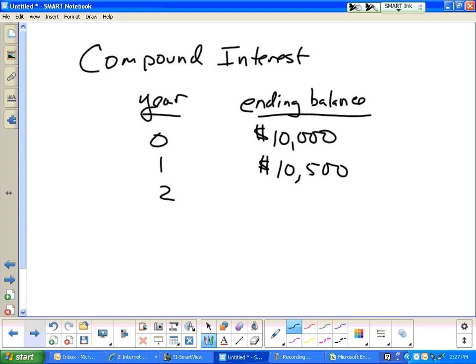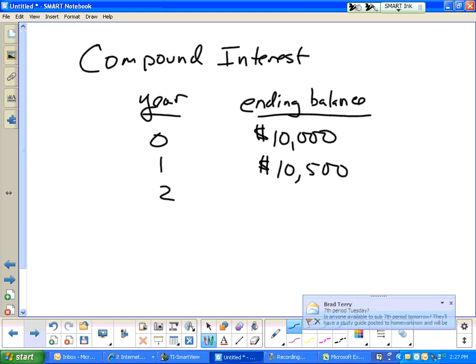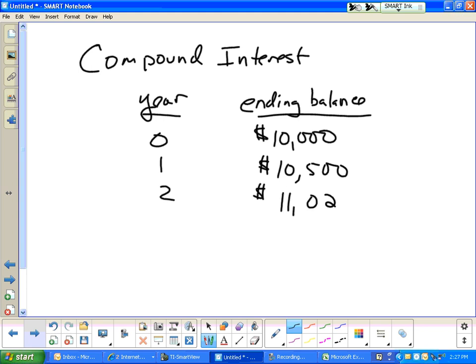But now something different happens in year 2. You're going to earn 5% interest, not on $10,000, but on $10,500. And that may not seem like a big difference, and it's not, but instead of $500 interest, it gets you $525 interest. If you do 0.05 times 10,500 on your calculator, you'll see that the answer is $525. So at the end of year two, instead of having just plain $11,000, you've got $11,025.